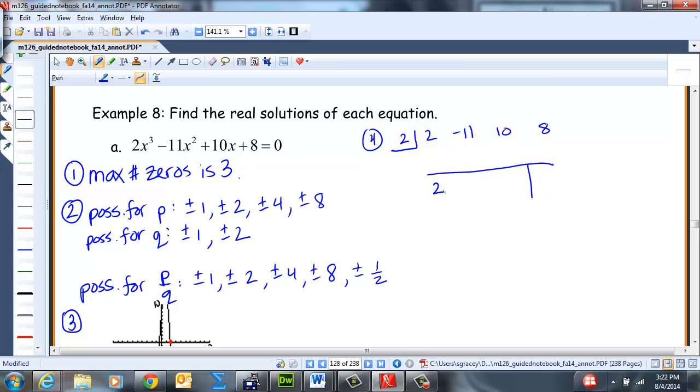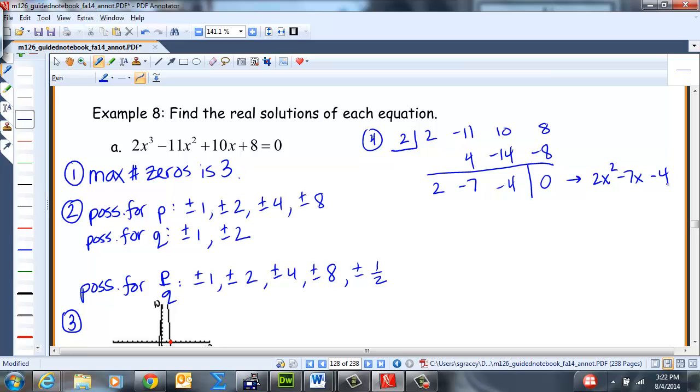So 2 times 2 is 4. Negative 11 plus 4 is negative 7. Negative 7 times 2 is negative 14. Adding those two, I get negative 4. Multiplying, I get negative 8, so I have a 0 remainder. So remember that translates, I had a cubic equation, so that gives us 2x squared minus 7x minus 4.